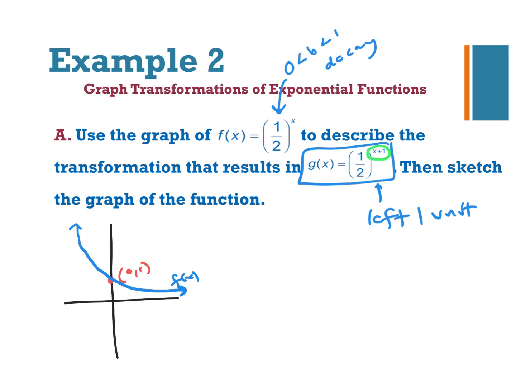So this 0, 1 point is now going to be shifted left 1 unit at negative 1, 1. The shape didn't change. We didn't have any horizontal or vertical stretches, compressions or shrinks, so it's just going to look like this. The same kind of function, just shifted over left 1 unit.